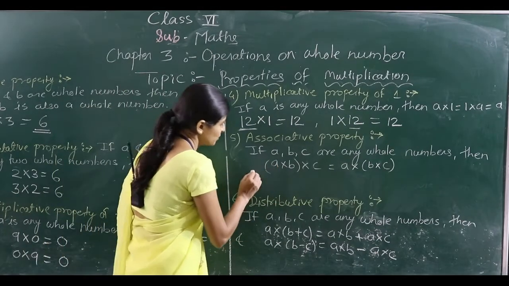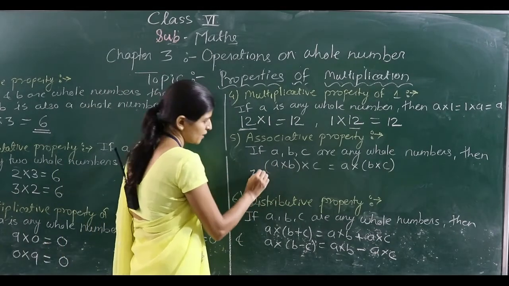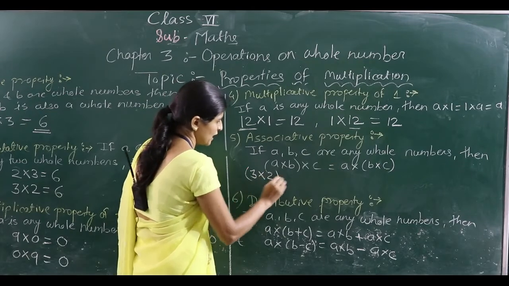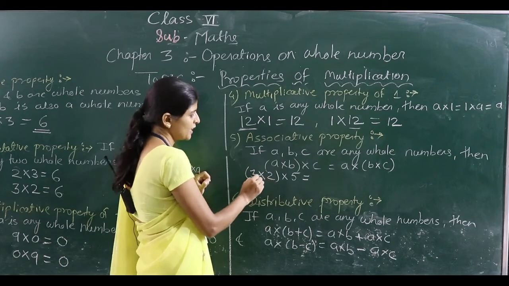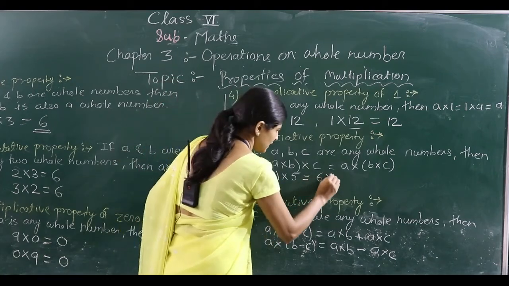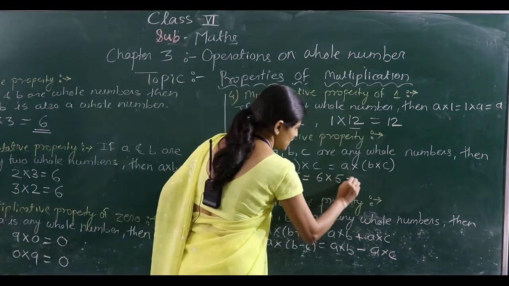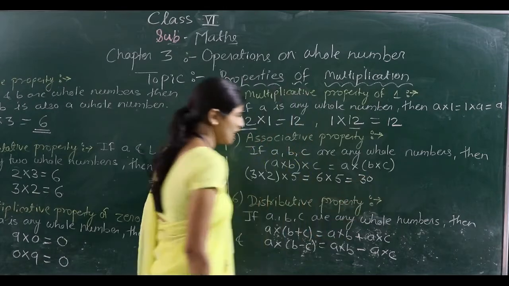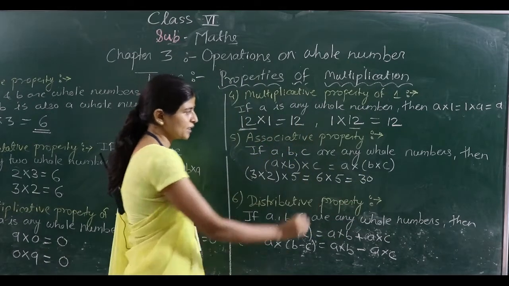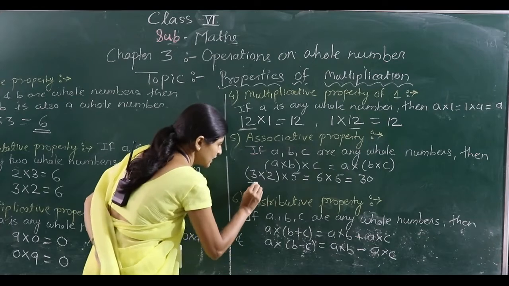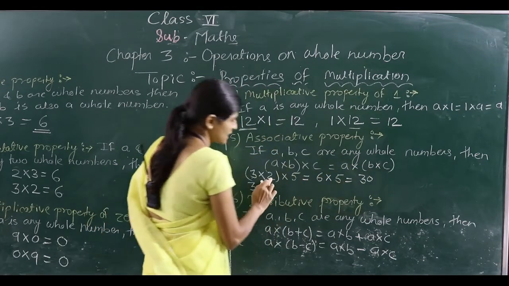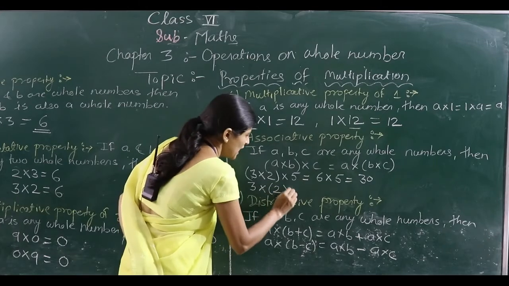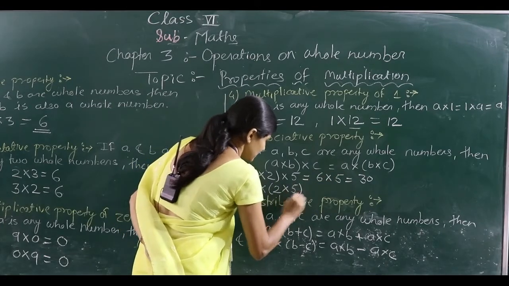For example, suppose we put A equal to 3, B equal to 2 and C equal to 5. What answer do we get? First we solve the bracket, that is 3 2s are 6, into 5. 6 5s are 30. We get the answer 30. Now we interchange the bracket. We put the value of A, that is 3 into, in bracket, the values of B and C. We put B as 2 and C as 5.